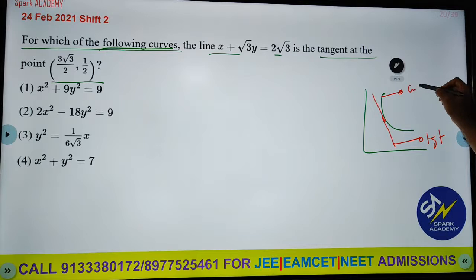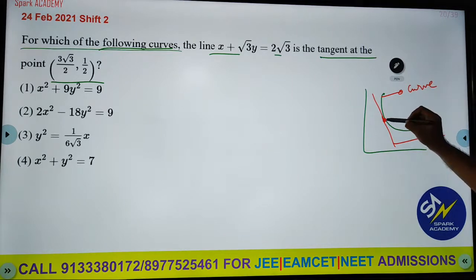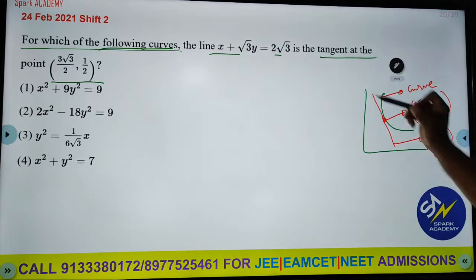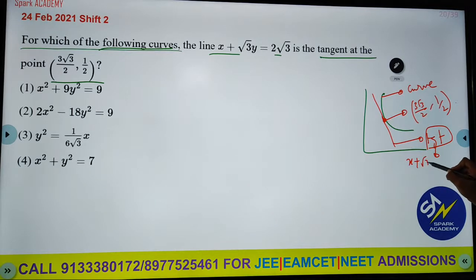This is the curve. This is the point of contact. What is the point of contact given? (3 root 3)/2 and 1/2. So the tangent equation is also given. So what is the tangent equation? x plus root 3 y equals 2 root 3.